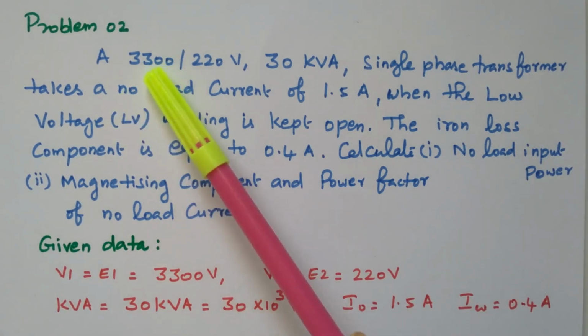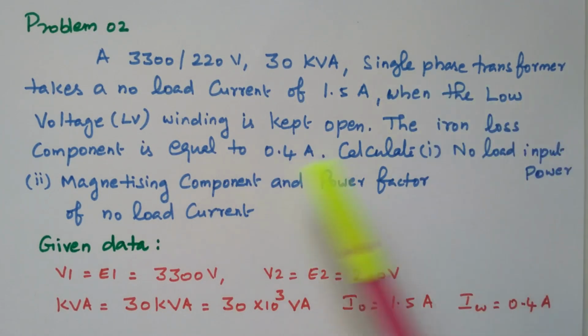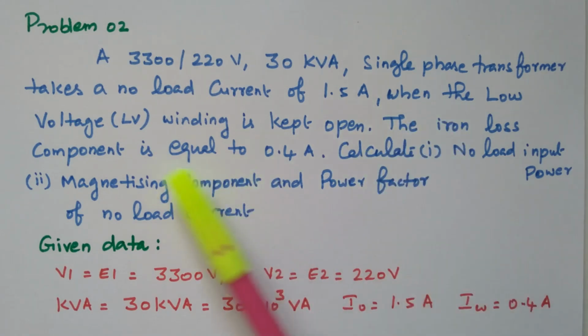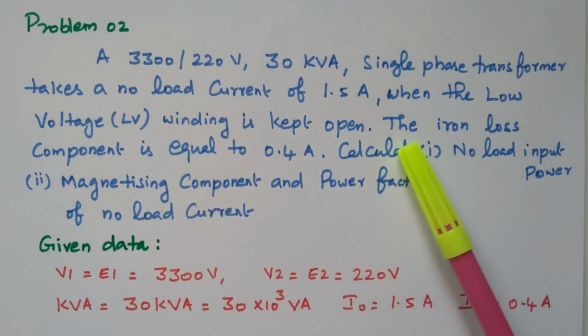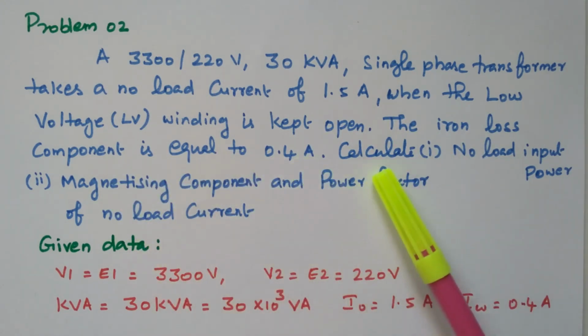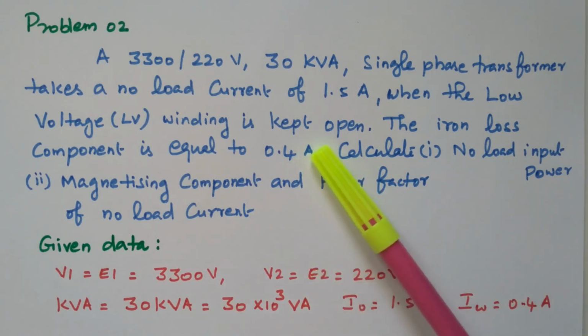A 3300 V / 220 V, 30 kVA single-phase transformer takes a no-load current of 1.5 ampere when the low voltage winding is kept open, and the iron loss component is equal to 0.4 ampere. Calculate the no-load input power, magnetizing component and power factor of the no-load current. So, the low voltage winding is kept open.